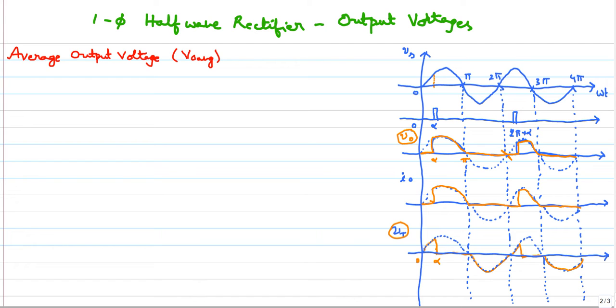Hi friends, we have already discussed the working of the single phase half wave rectifier. In this video, let us discuss how to find the output voltages: average output voltage and average output current, RMS output voltage and RMS output current. Let us discuss all these four things so we can move forward.